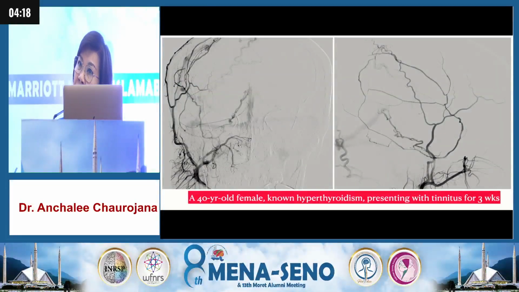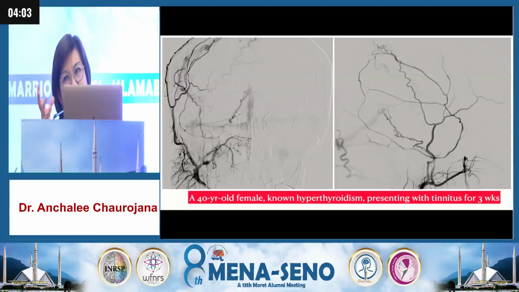Another case, and this case is interesting. A female known to have hyperthyroidism presenting with tinnitus. At first, clinically it looked like it could not be a dural CCF, and it's not. The MR or CT showed we didn't see much cortical reflux, and didn't see dilatation of the superior ophthalmic vein. But now you see this is a shunt at the midline of the falcotentorial region.